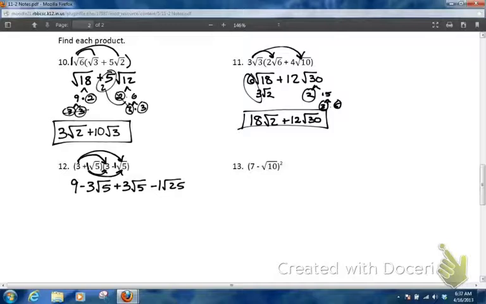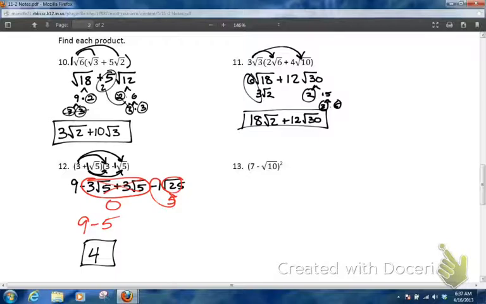Now, this problem will simplify. Right here in the middle, I have a negative 3 root 5 and a positive 3 root 5. That just becomes 0. So I have 9, and then the square root of 25 is 5, but that gets multiplied by the negative 1, so I have 9 minus 5, or just 4. So this problem simplified all the way down to just 4.